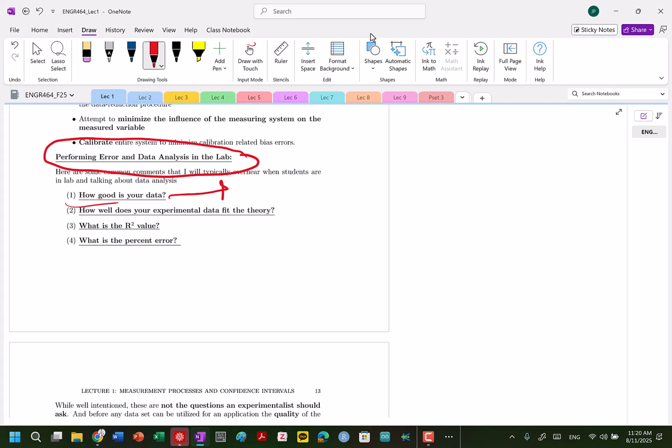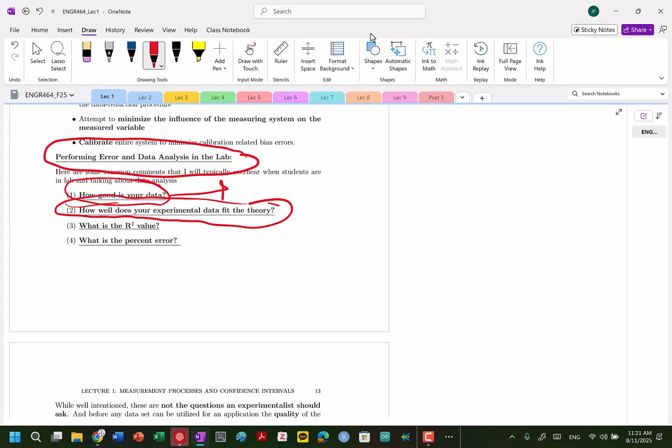And if you get an unexpected result, that's actually great as long as everything else you're doing in the lab is correct and consistent and it's not illegitimate error. So we have to be more precise and clear in our language when we're assessing our data. So how good is your data? What do you mean by that? You have to expand upon that. How well does your experimental data fit the theory? This could be a good question if you're seeking to reproduce other experiments, that's a good idea.